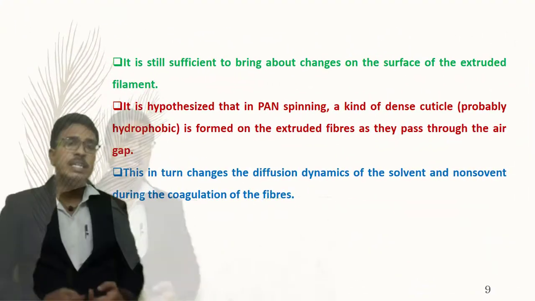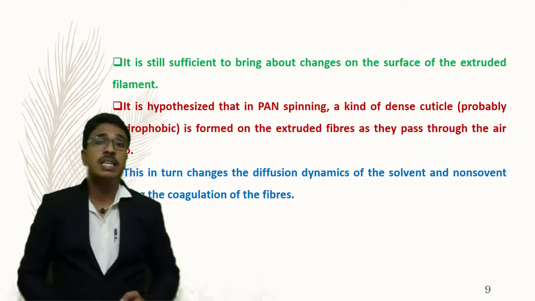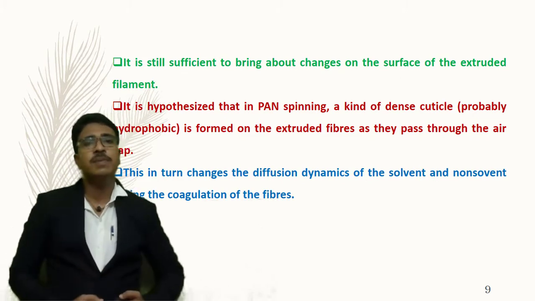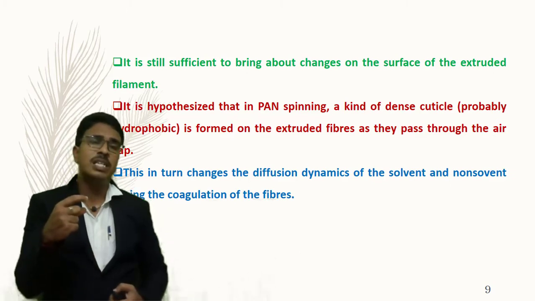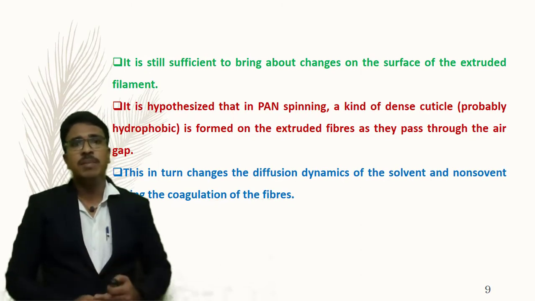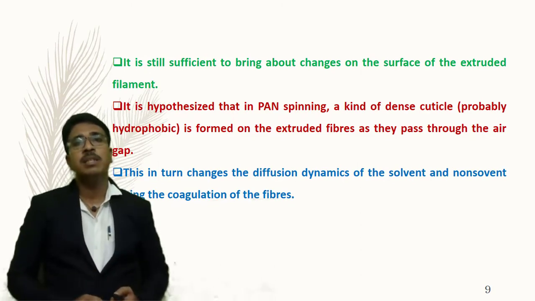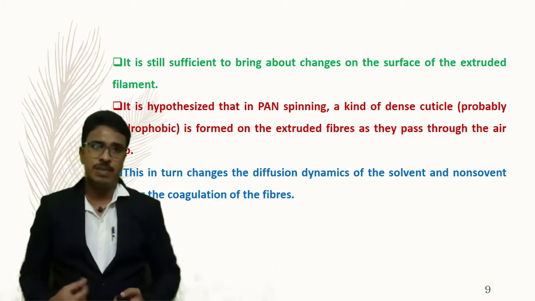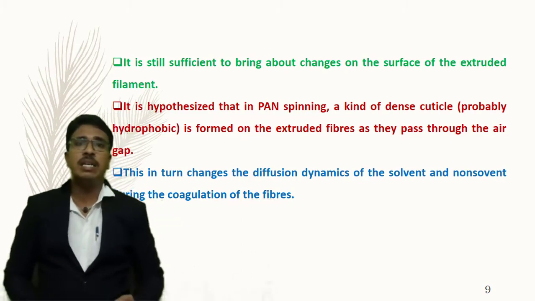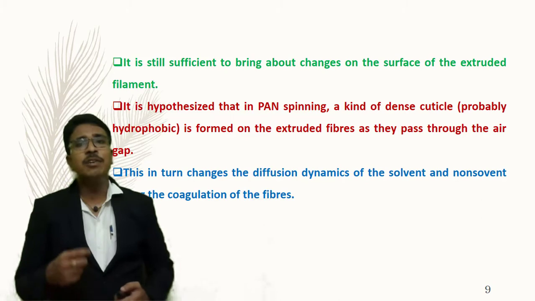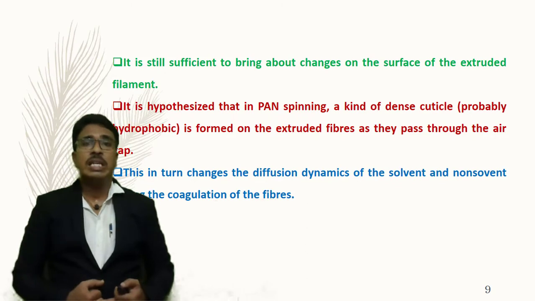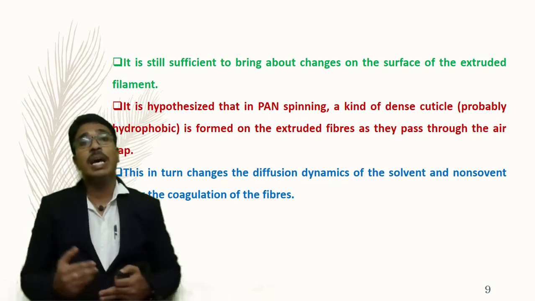Okay, and it is still sufficient to bring about the changes on the surface of extruded filament. That means whatever the air gap distance we are maintaining, whether it is a few millimeters or up to a few centimeters, this air gap makes a lot of changes in the extruded filaments. And it is hypothesized that in PAN spinning, that is polyacrylonitrile or acrylic fiber production, a kind of dense cuticle, probably hydrophobic in nature, is formed on the extruded fibers as they pass through the air gap.